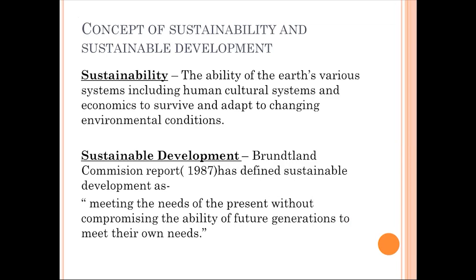Sustainable development was defined in the year 1987, which says meeting the needs of the present without compromising the ability of future generations to meet their own needs. That means the resources that are available today have to be used and managed in a particular manner so that the future generations should also be benefited from them. The future generation should not be deprived of these resources. So that is sustainable development.